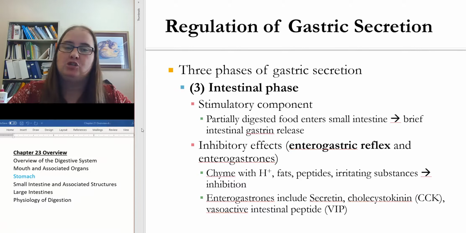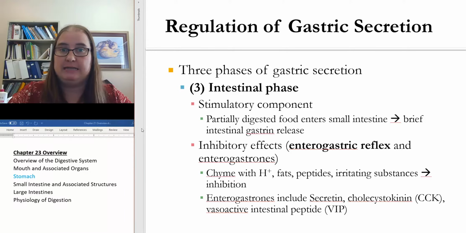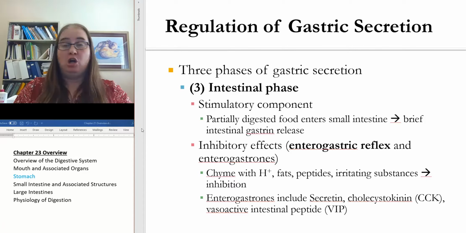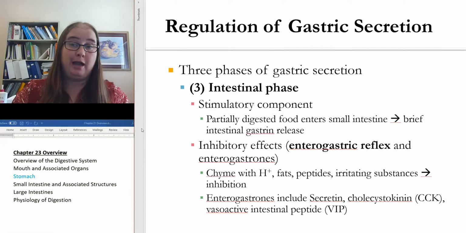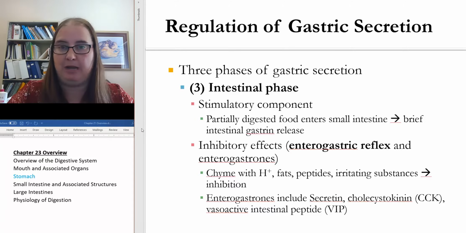Now, our third phase is called the intestinal phase. So what happens in the intestinal phase, we get a stimulatory component. First, we get this initial boost or burst in gastrin release. It's kind of like, oh my gosh, hurry up, because we're about to move this bolus or this chyme onto the next compartment, which is the small intestine. So do your thing as best you can, right? So this big dump of gastrin happens.